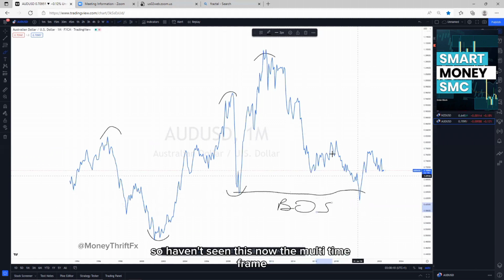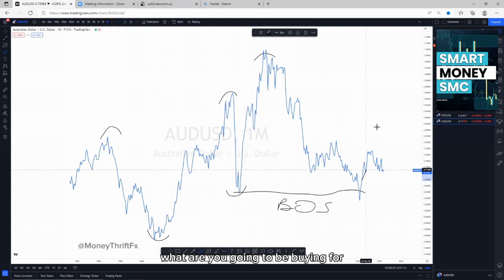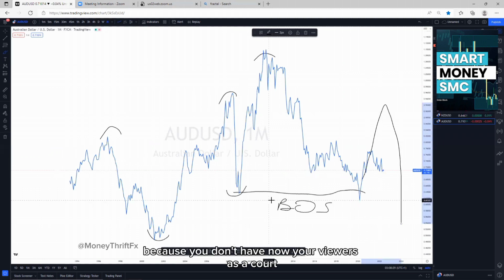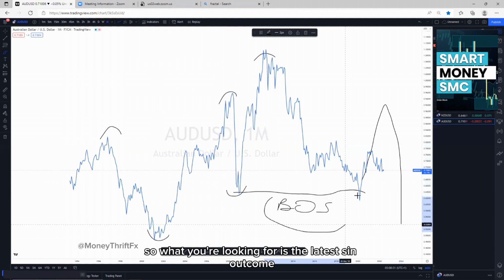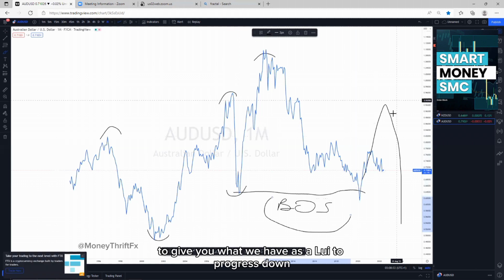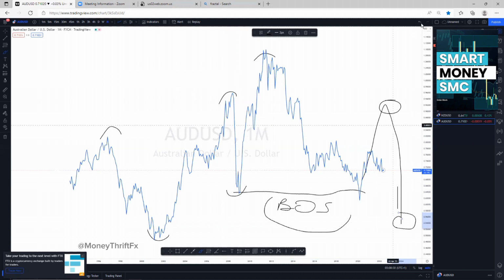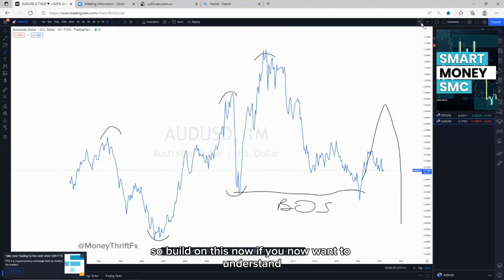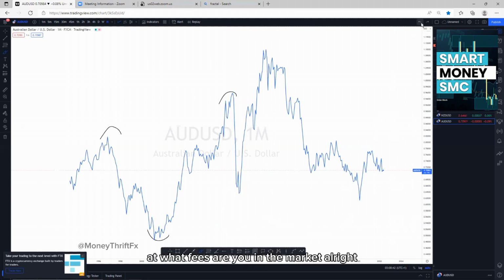So having seen this on the monthly time frame, the current structure is now bearish. So even if you are buying, what are you going to be buying for? You can just be looking for that buying leg to continue taking price lower, because you know a break of structure has occurred. So what you're looking for is to let this thing come up to give you a lower high, to progress down to give you a lower low. So based on this, if you now want to understand at what phase you are in the market.